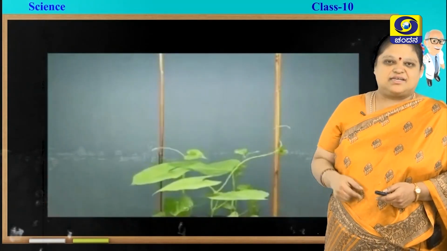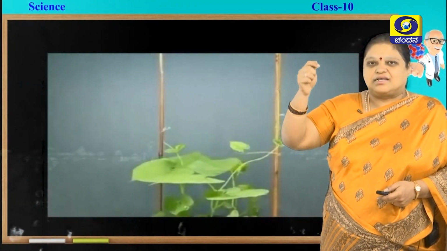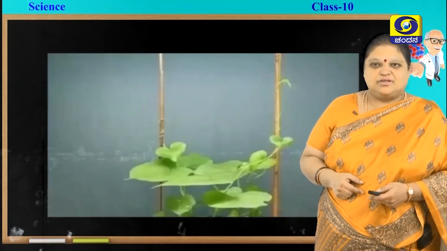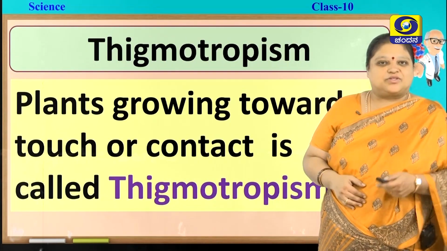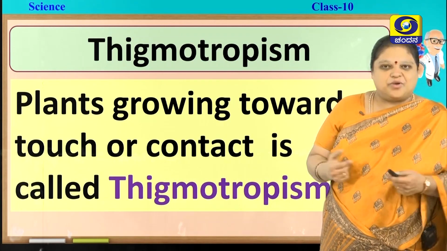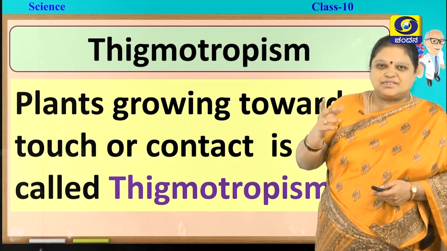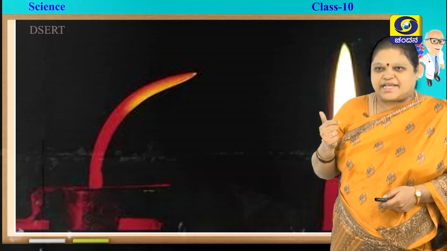Next, you can see here a small twig. The tendril is circling around the support it is having. So here, as soon as it touches a support, it starts circling around it for support. So what do you call this type of tropism? Let us see. It is responding to the touch, so you call it thigmotropism. So plants growing towards the touch or contact is called thigmotropism. Thigmo means touch.